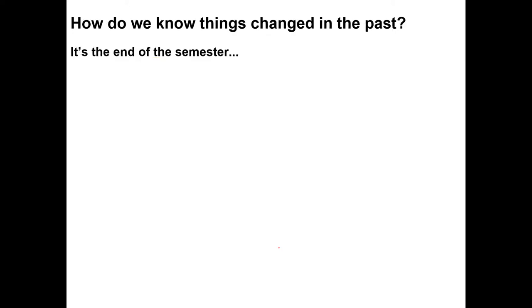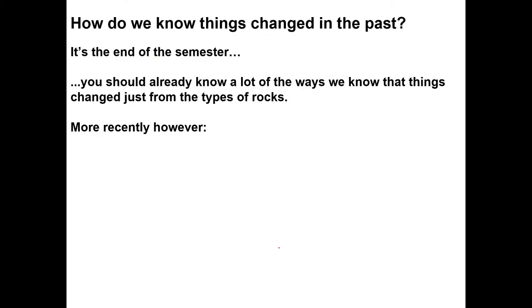So, how do we know this happens? Well, it's the end of the semester. We've already talked about a lot of this. We can look at the changes in rock types. If you remember back to sedimentary rocks, they can tell us about the types of environments that once existed. We can look heavily at fossils. We know what kind of animals like certain types of temperatures. We can look at the isotopes in certain fossils that can tell us about the temperatures.